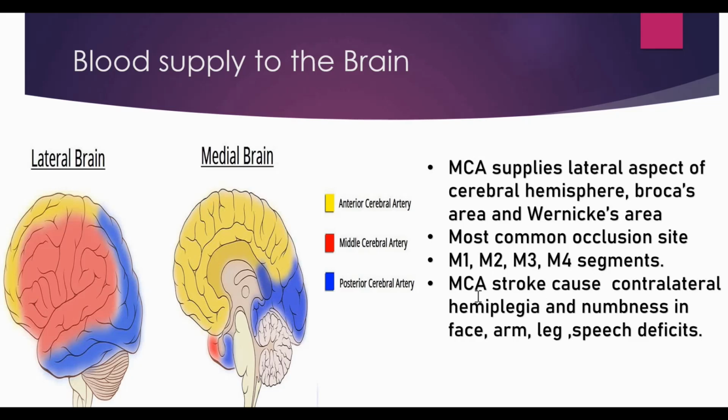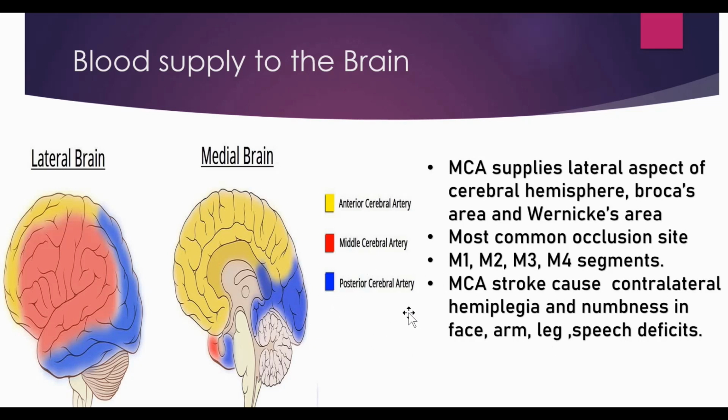Now, if there is an occlusion in the MCA, or MCA stroke, it can cause contralateral deficits. That means if there is a right MCA stroke, or occlusion of the right middle cerebral artery, it causes left-sided weakness, hemiplegia, or numbness in the extremities. And if the supply to Broca's or Wernicke's area is impaired or occluded, the patient can have speech deficits.